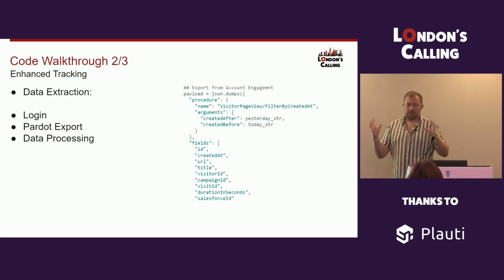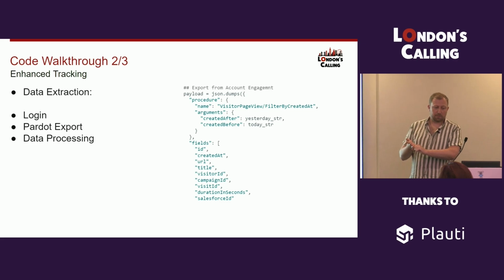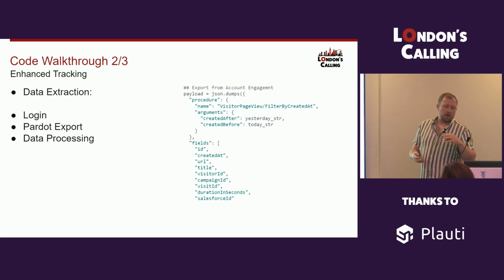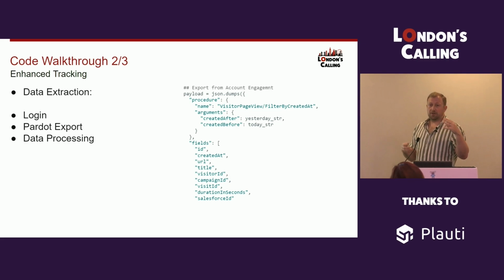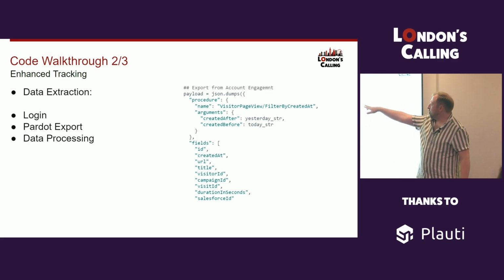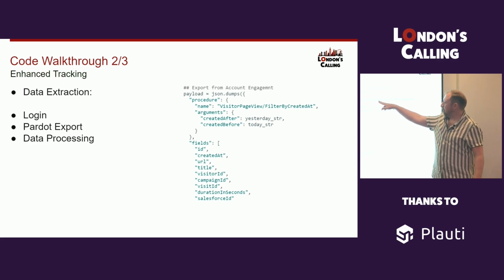Next, we actually do the data extraction. So we log in via the API. We set up a connected app and we set up an API user that had access to this. We then ran a par.export and ran our data processing. This is just a bit of an example. I mentioned we're looking at the visitor and a page view.